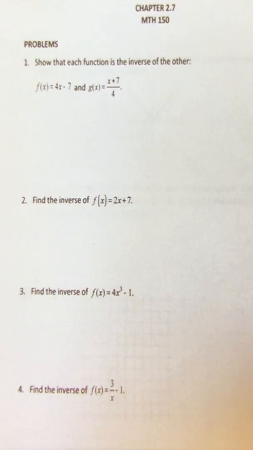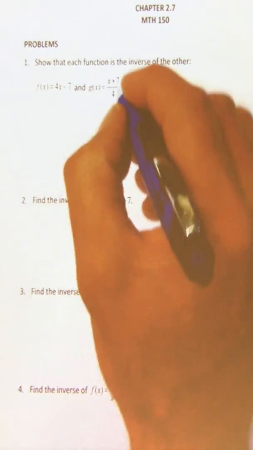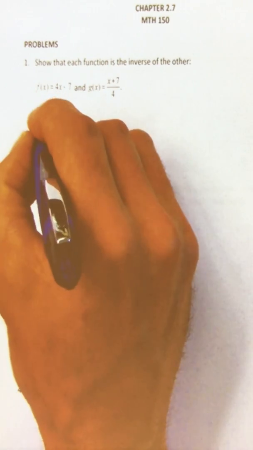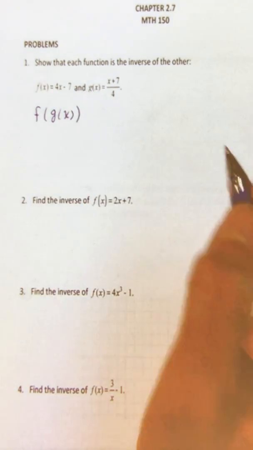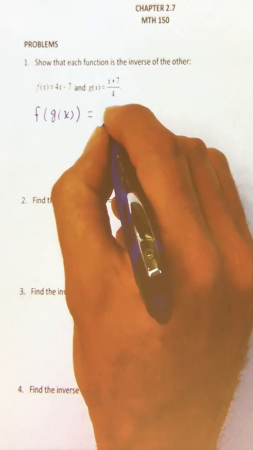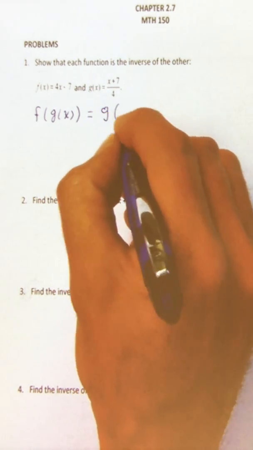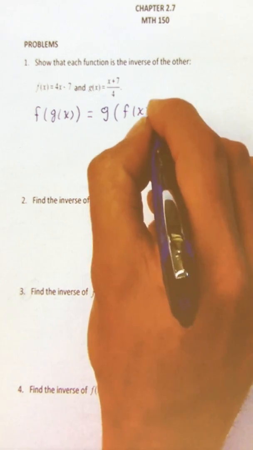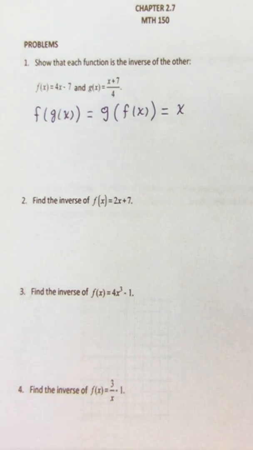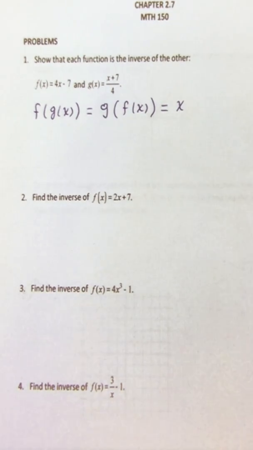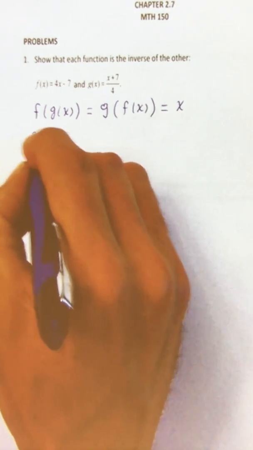Section 2.7 exercises. Problem 1. Show that the functions f and g are inverses of each other. If f and g are inverses of each other, then we require that f of g of x, putting g of x inside f of x, will result in the same as putting f of x inside the g of x function, and the result of either one will always give you x, and then you have proved that they are inverse functions. So let's do f of g of x first.